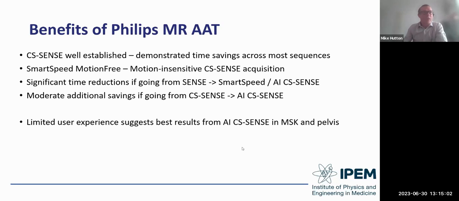As I've said already, user experience with the new AI CS Sense in particular is very limited, but our work to date is suggesting that it's easiest to implement in MSK and pelvic imaging, and it's a bit more challenging in some other anatomies, so in the spine and brain, for example. But very impressive time savings can be made quite easily in MSK.